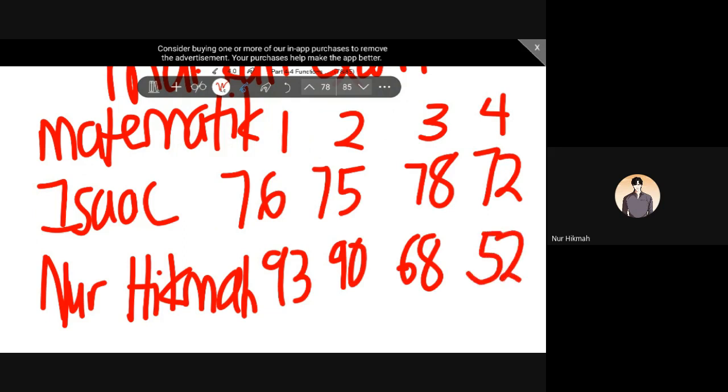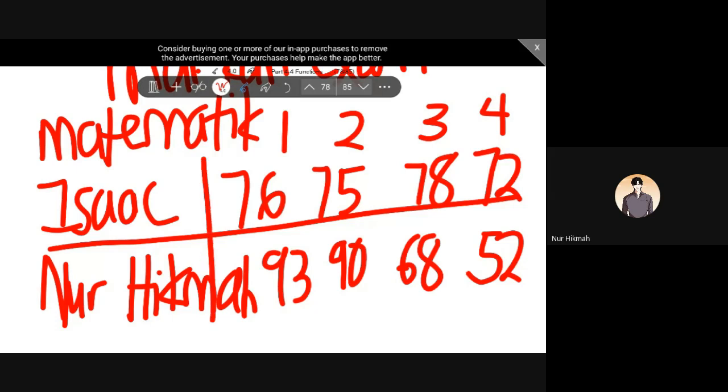Okay, so berdasarkan markah ini, can you tell me individu yang mana mempunyai nilai sisihan piawai lebih tinggi? Which individual has a higher standard deviation value based on semua markah yang ni? Higher standard deviation means lower consistency. Yes. Wait, higher. Wait, let me think. Higher standard deviation. Saya cakap higher standard deviation, tahu? Standard deviation tu lebih tinggi. You sure, Isaac?